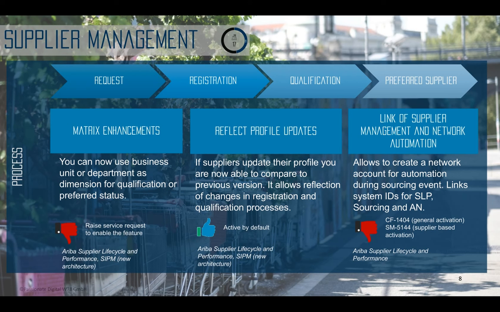For all the users that are already familiar with the matrix, you know what I'm telling you when I say you're now able to use a third parameter in the matrix. For all the others, in the qualification and preferred processes, you are able to use a matrix as a basis. In this matrix, you have region and category already, and now you can use business unit or department as a dimension for your qualification and preferred status. This also needs to be activated. If you would like to use this feature, please keep in mind that you have to work on your questionnaires and the processes that are based on this matrix.